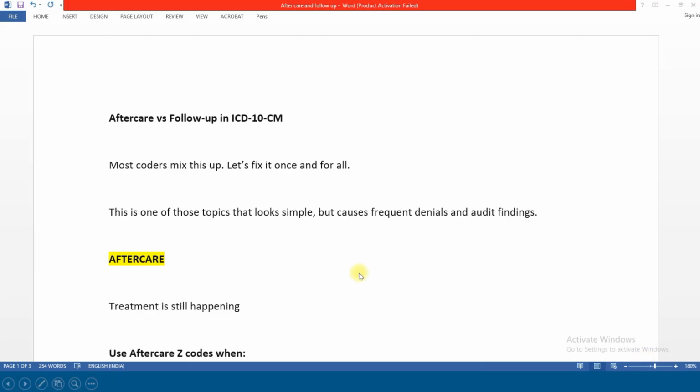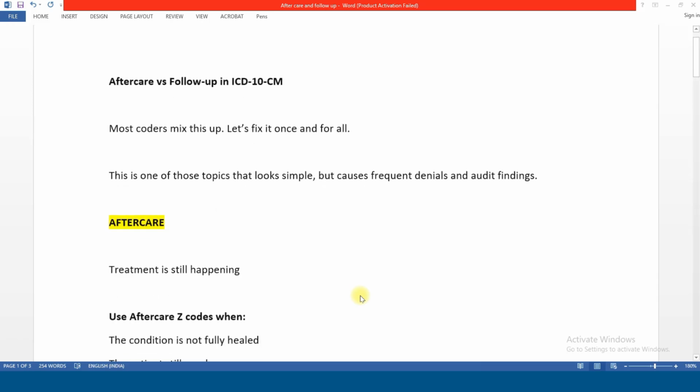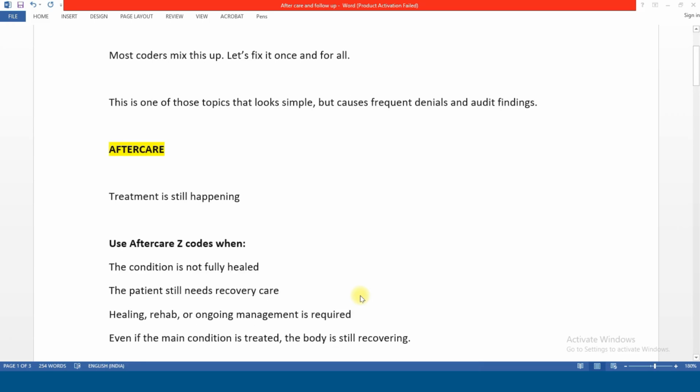So today our topic is aftercare versus follow-up in ICD-10-CM. As we discussed, most coders mix this up. They don't know the difference between aftercare and follow-up. So together, let us fix it. It looks very simple, but because of coding mistakes, it will create frequent denials during audits. First we will see aftercare.